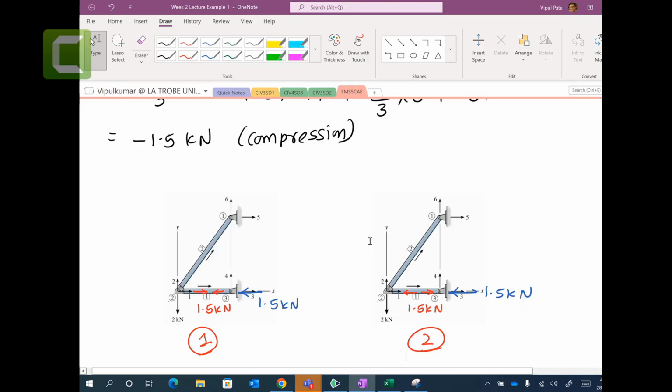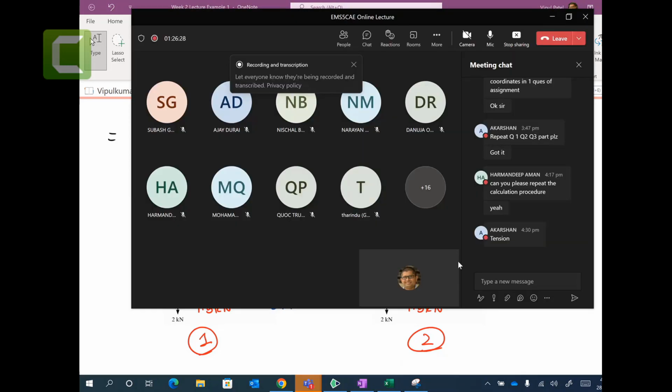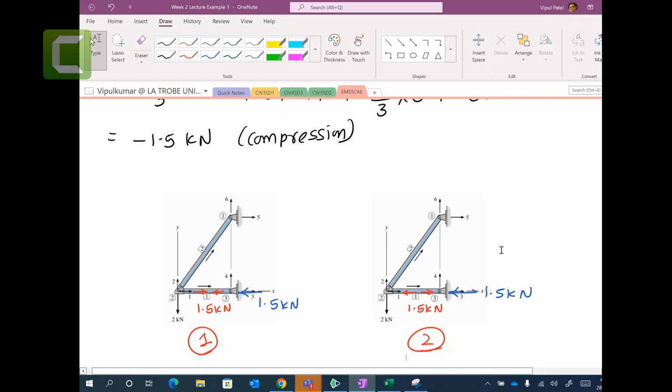No comments. 1.5 compression. No comments. I will wait for you to think.